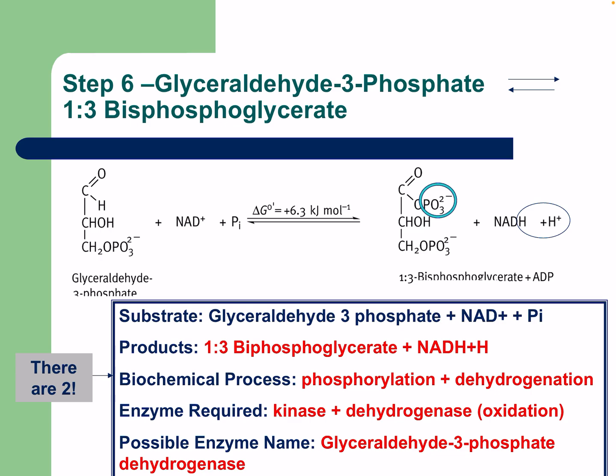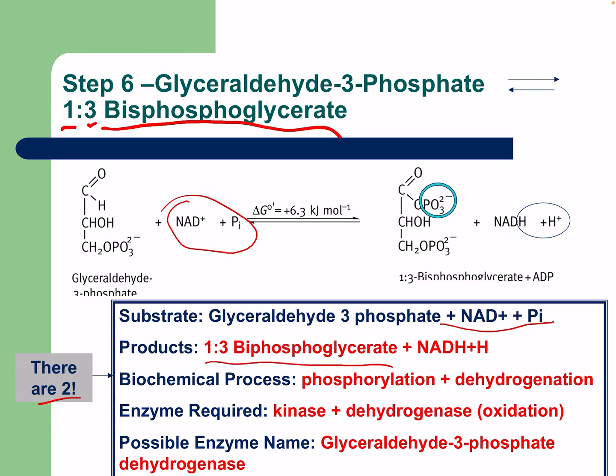Step 6. So step 6 is G3P to 1,3-biphosphoglycerate. So again, the numbers locate the carbons. So again, there are 2 biochemical processes involved in this reaction. So we go from G3P, and we have something actually added in here, NAD and a phosphate. Then our biochemical product is 1,3-biphosphoglycerate and an NADH. So that's quite important because we talked about electrons. So again, this is a phosphorylation and dehydrogenation reaction. So dehydrogenation is involved in our NAD to NADH, and a phosphorylation with our G3P to biphosphoglycerate.